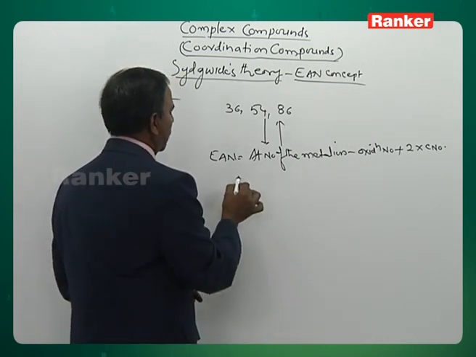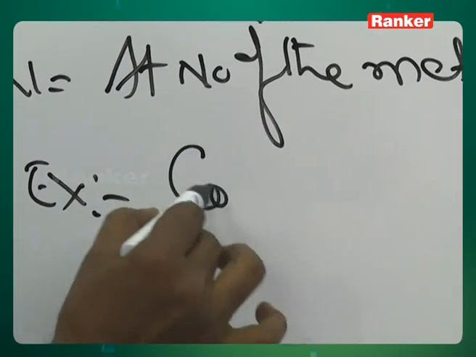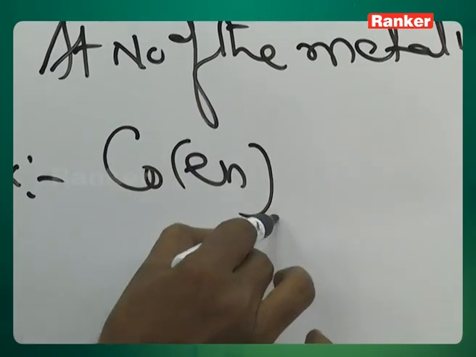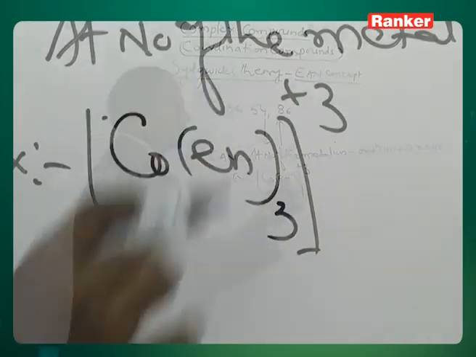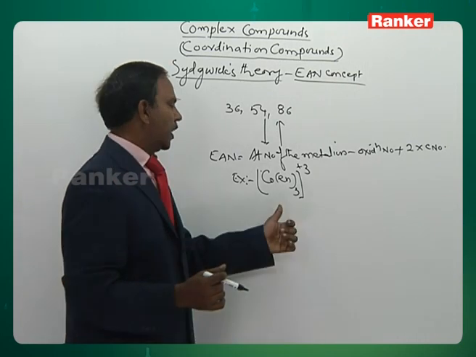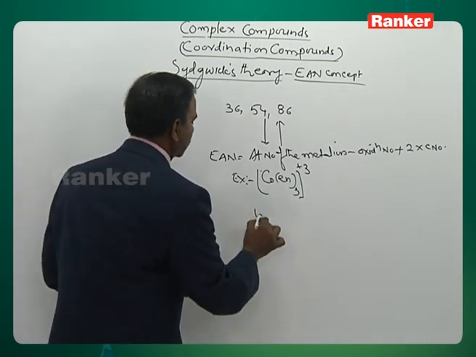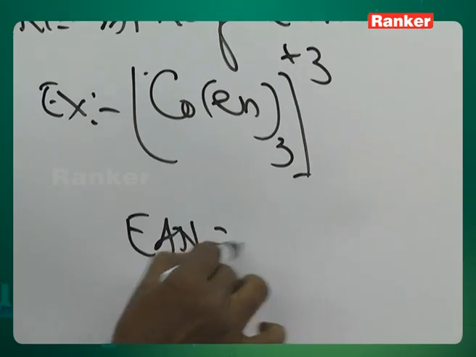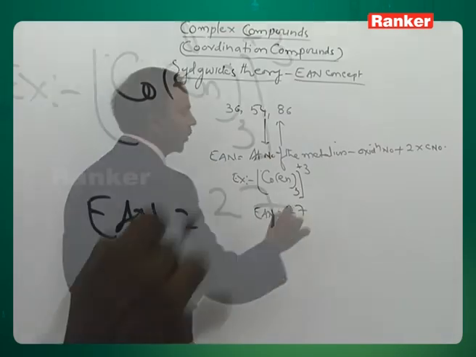Let me give some examples, and first one example of how to calculate. Suppose you are given a complex like [Co(en)3]3+. First check what the metal ion is. Yes, the metal ion is cobalt. Then EAN equals the atomic number of the metal ion, and we know the atomic number of cobalt is 27.